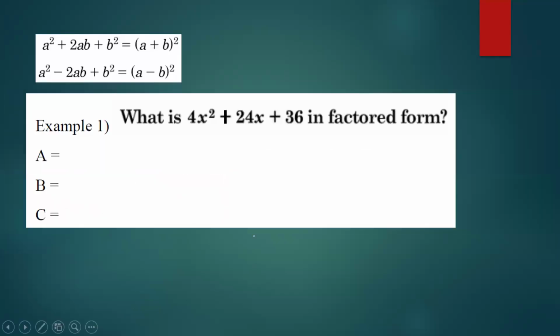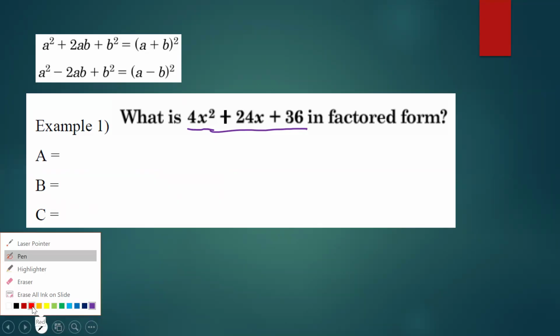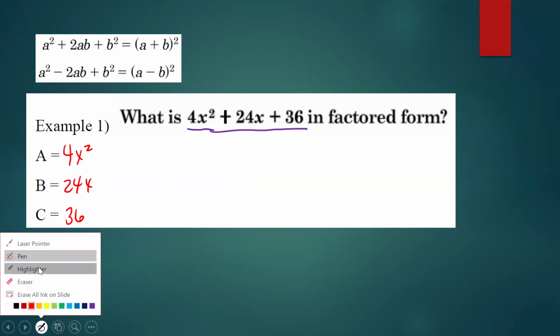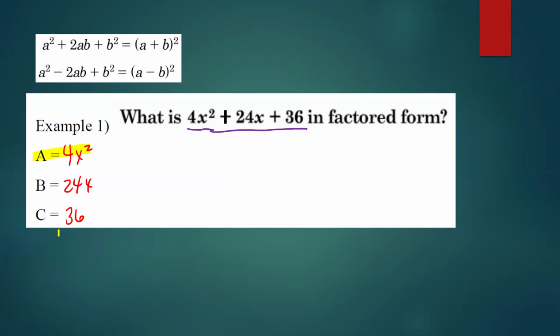At first, you're going to write down 4x squared plus 24x plus 36. And it wants us to factor it. So you're like, this number looks interesting. What makes it look interesting is that its A term is 4x squared, 24x, 36. Its A term and its C term are both perfect squares. 4x squared is a perfect square, and C equals 36 is a perfect square.